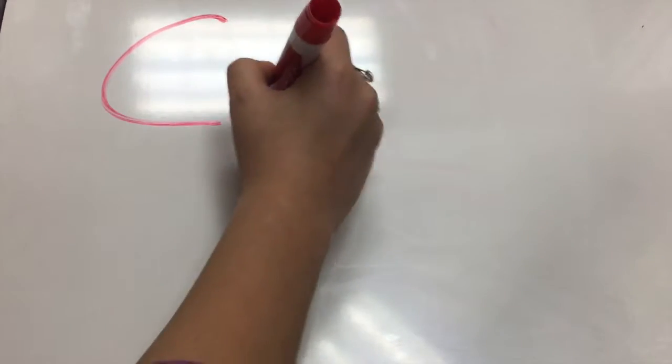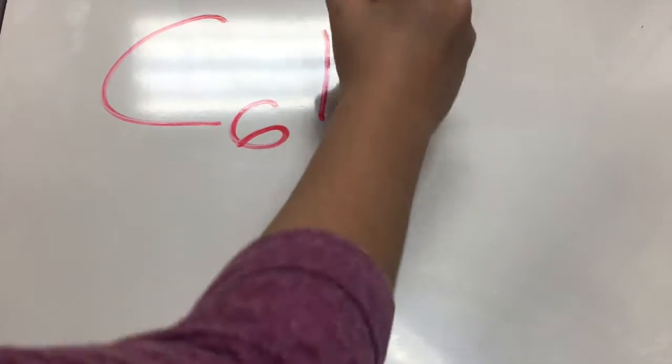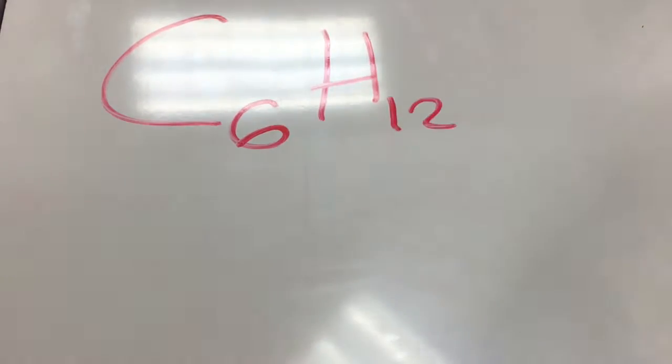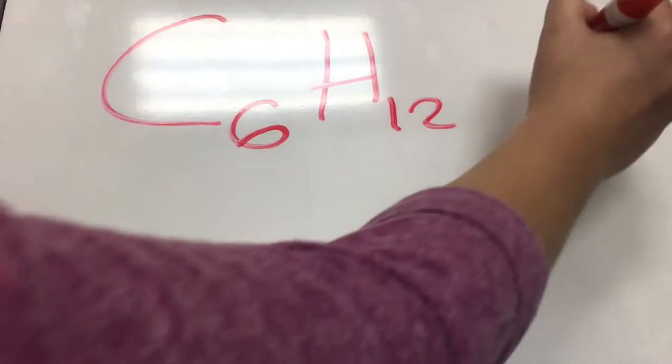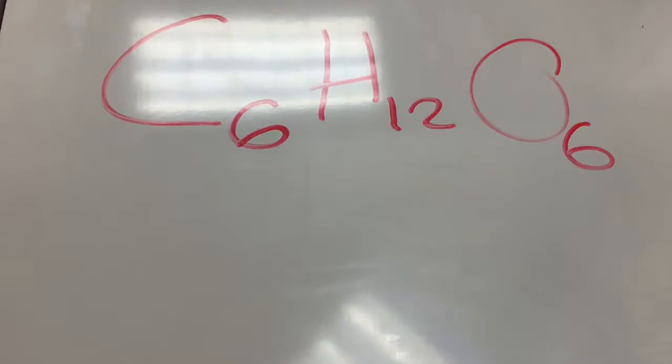This is the chemical formula for glucose. It has 6 carbon atoms, 12 hydrogen atoms, and 6 oxygen atoms. And it's found in many of the foods that we eat today, like candy.